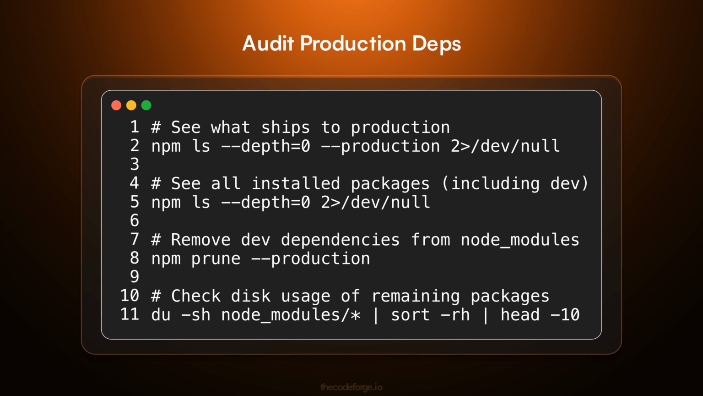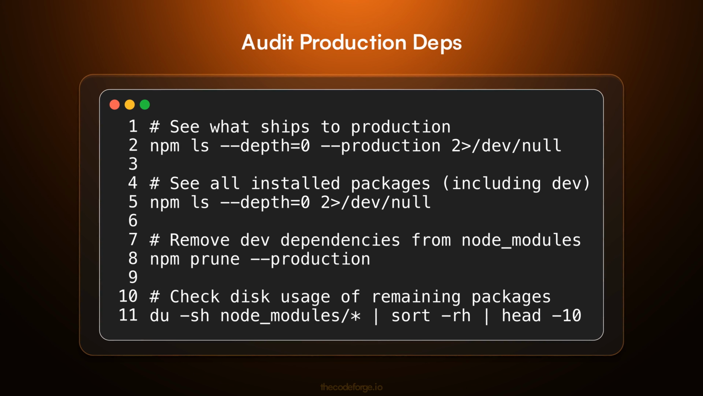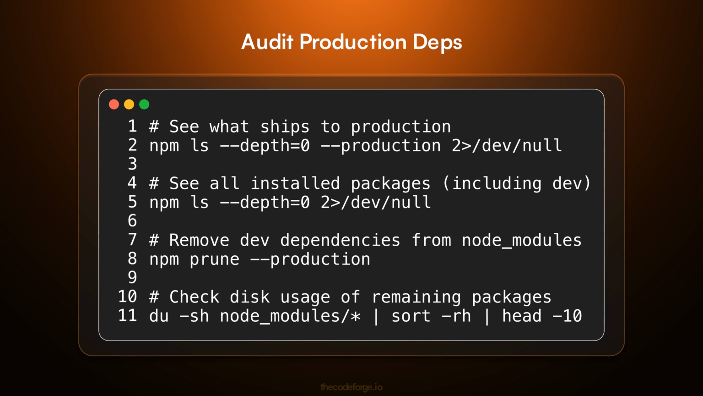These commands help you audit your dependencies. npm ls --depth=0 --production shows only production packages. npm prune --production removes devDependencies from node_modules.